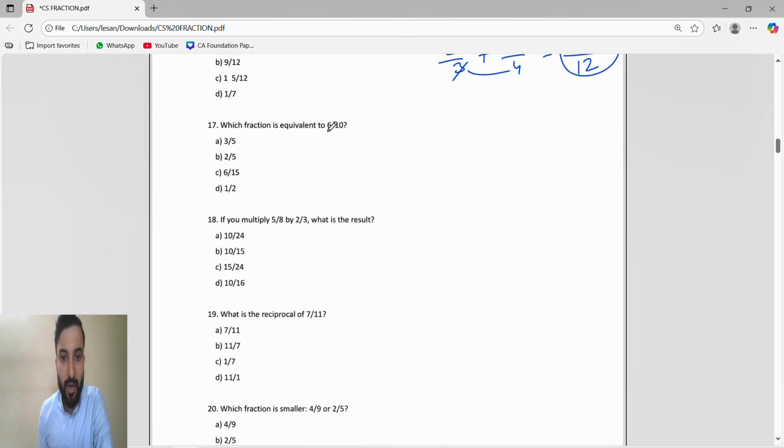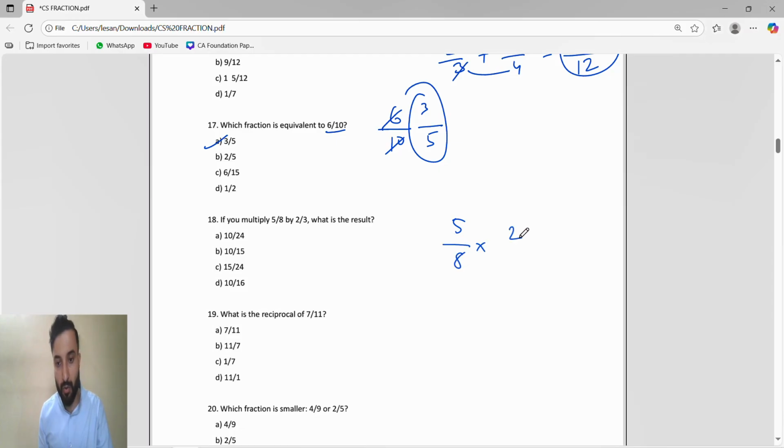Which fraction is equivalent to 6 by 10? Which fraction is equivalent to 6 by 10? Understand one thing guys, 6 by 10 I can simplify it more. If you simplify it will become 3 to the 6, 5 to the 10. So 3 by 5. 3 by 5, that's it. If you multiply this, we will multiply 5 by 8 into 2 by 3. So see, numerator multiply with numerator, 5 to the 10, denominator multiply with denominator, 8 to the 24.